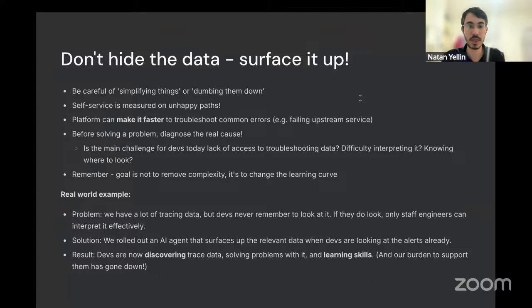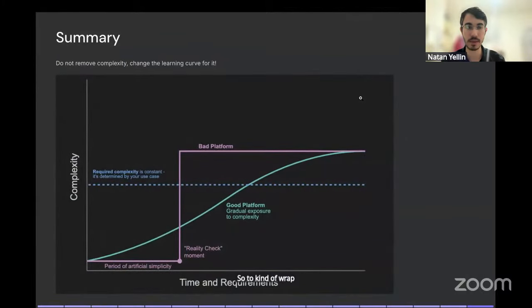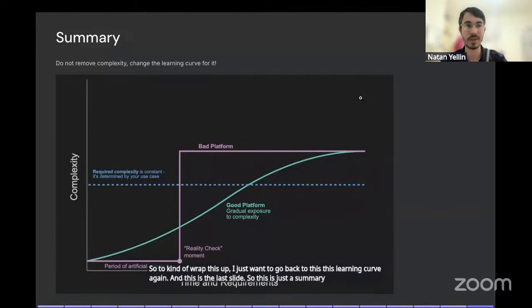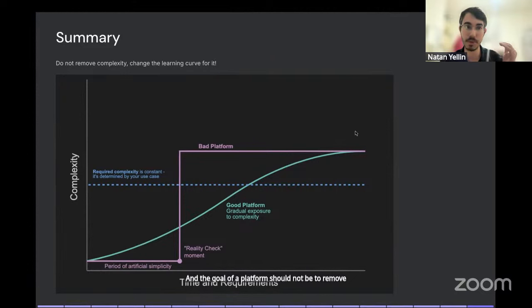So to wrap this up, I just want to go back to this learning curve again. And this is the last slide. This is just a summary of really everything that we've spoken about. You can never remove complexity, or you can very, very rarely remove complexity, right? And the goal of a platform should not be to remove complexity, because the complexity comes from the requirements.